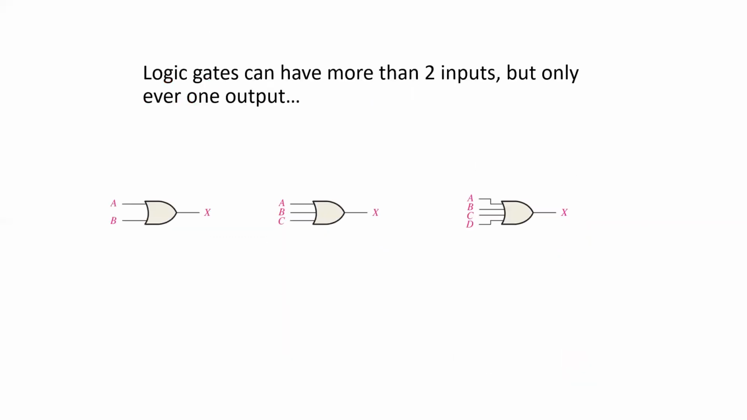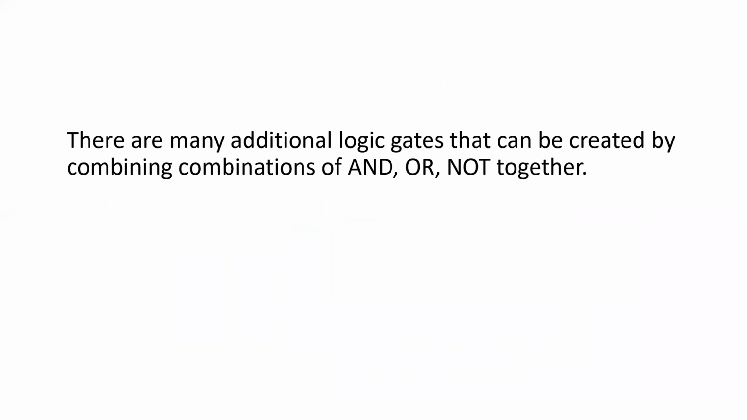Now, even this logic gate that we've looked at, the OR, can have more than 2 inputs, but the same operation would still take place. It wouldn't matter which one had gone high, the output would then go high. Now, there are many additional logic gates that can be created by combining combinations of AND, OR, and NOT gates together. Here I'm going to show you just a couple.